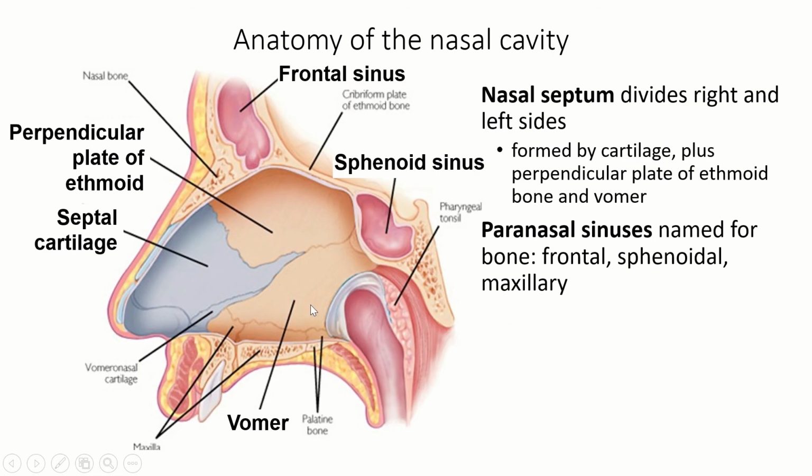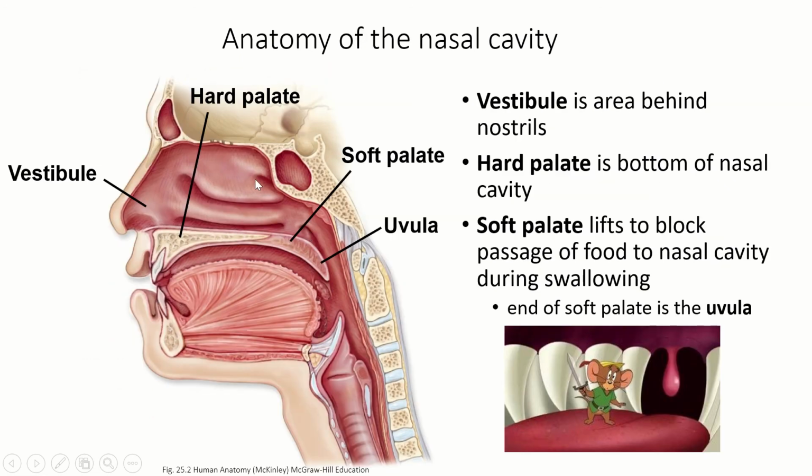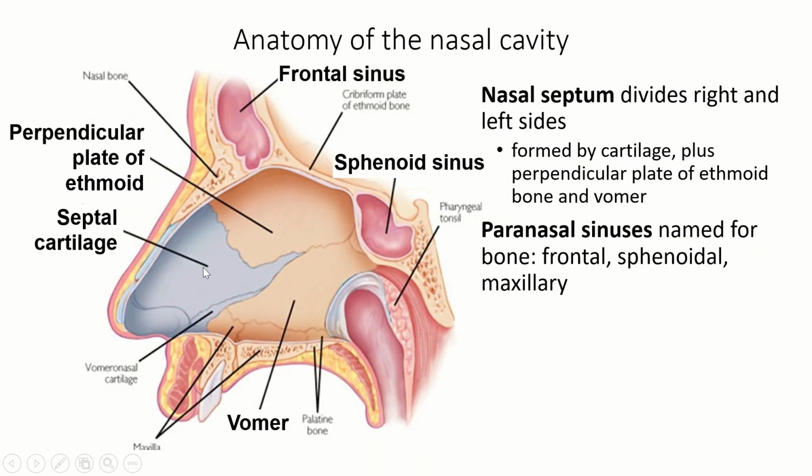This is the nasal septum. Remember, this is the middle of the nasal cavity. So the conchae here are the lateral sides. This is the medial part of the cavity. And you remember it's made of the perpendicular plate of the ethmoid and the vomer, that's the bony part, and then the cartilage, the septal cartilage that finishes that nasal septum.